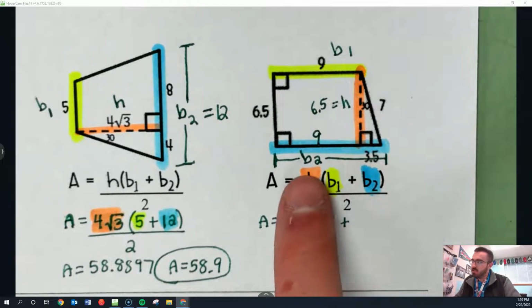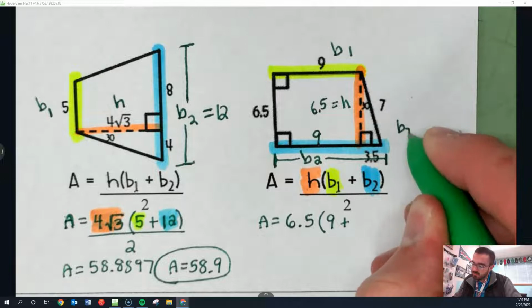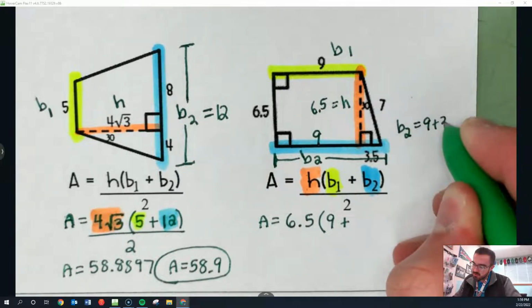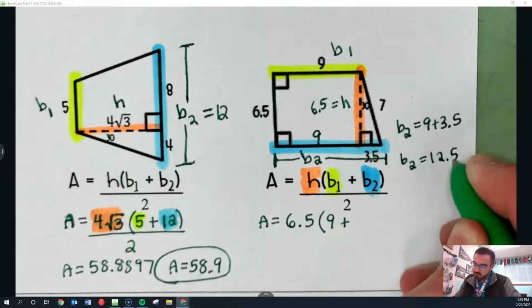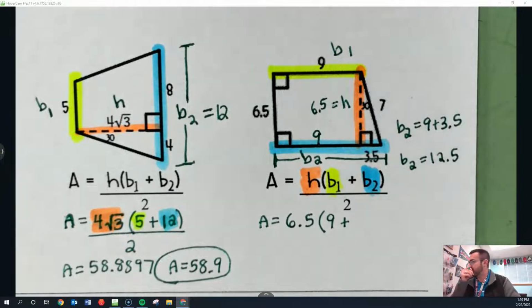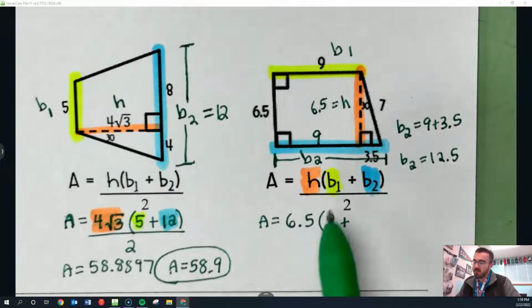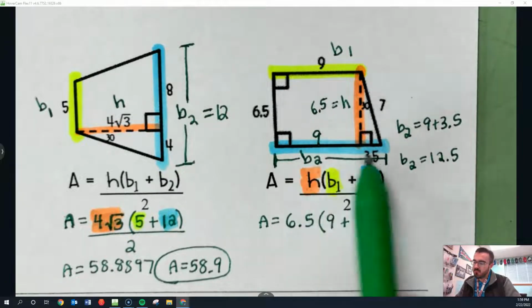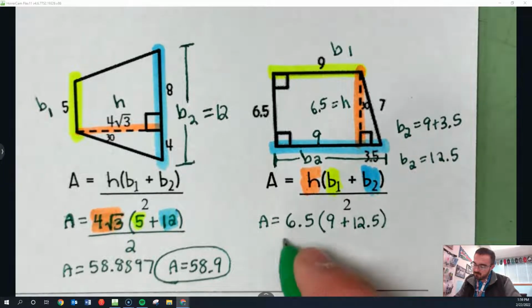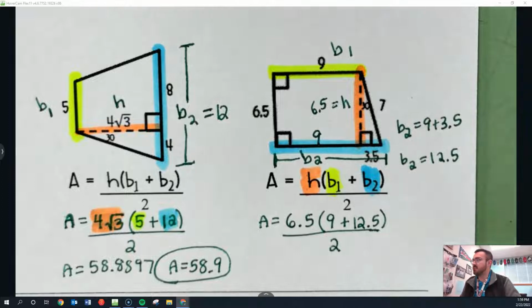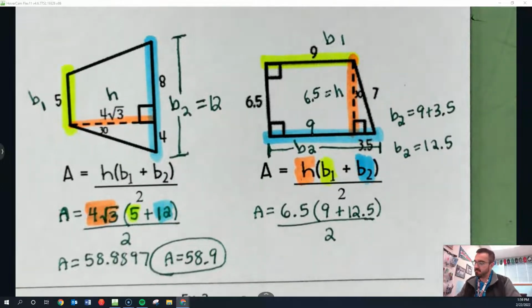So B2 would technically be equal to 9 plus 3.5, which would be 12.5. Okay, so pause for a second. Make sure you're okay with that. If you need to rewind that, do it. This should be 9 plus 3.5. That represents the entire blue thing, 12.5, all over 2. So now let's see what happens when we put all that in the calculator.